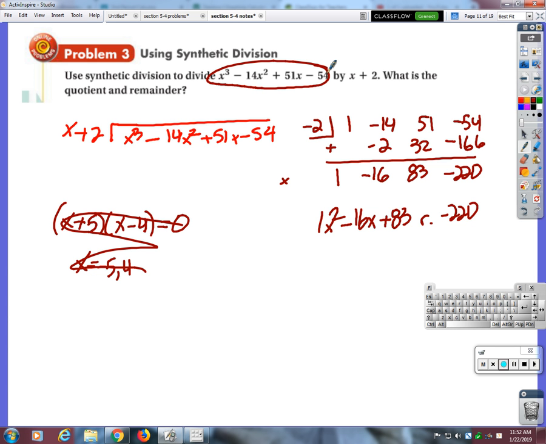Mr. T? Okay, this one right here came from the 1x cubed. And the way you always start synthetic division is whatever that number is, you take it and you bring it straight down, because you have to have a number to start with.